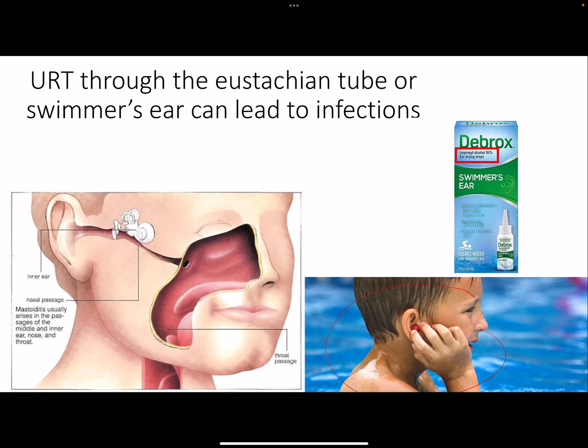If you go swimming, fluid collects in your ear, and that's a breeding ground, like a little petri dish, for bacteria and viruses to proliferate and cause an infection. Or if you have an upper respiratory tract infection, there's the eustachian tube that connects the upper respiratory tract with the ear canal. And so an infection could travel up through here and get to your ear.